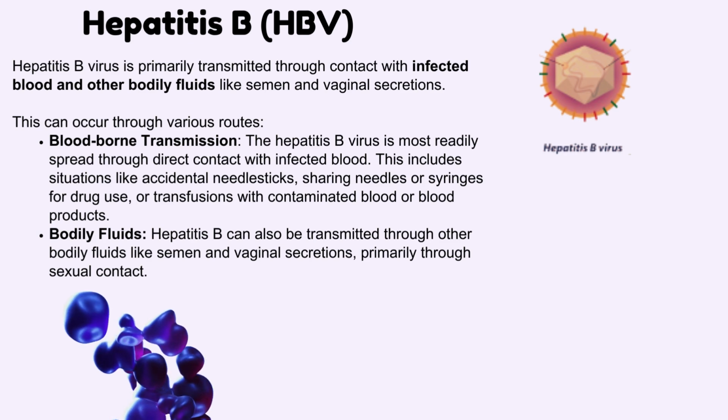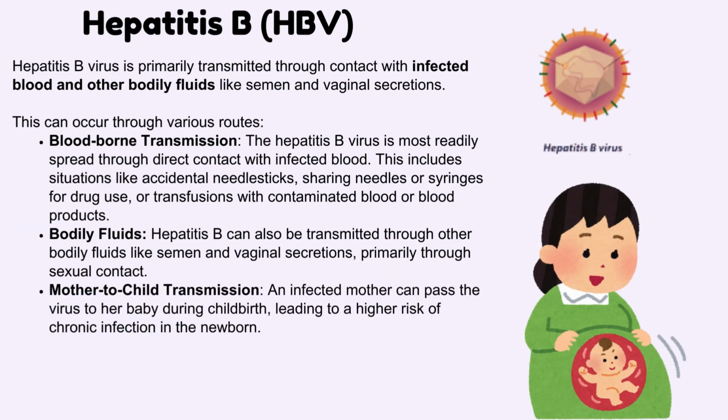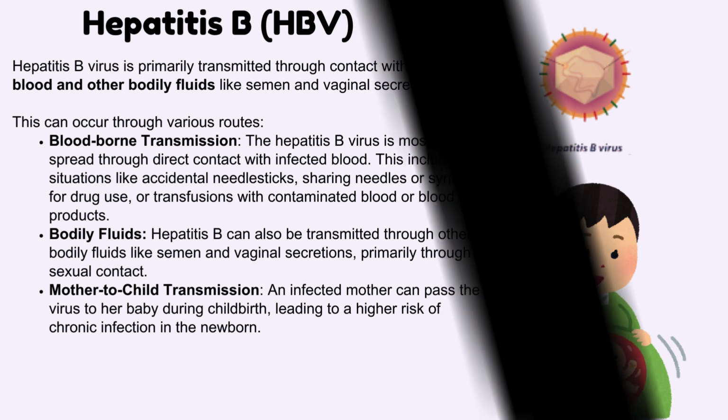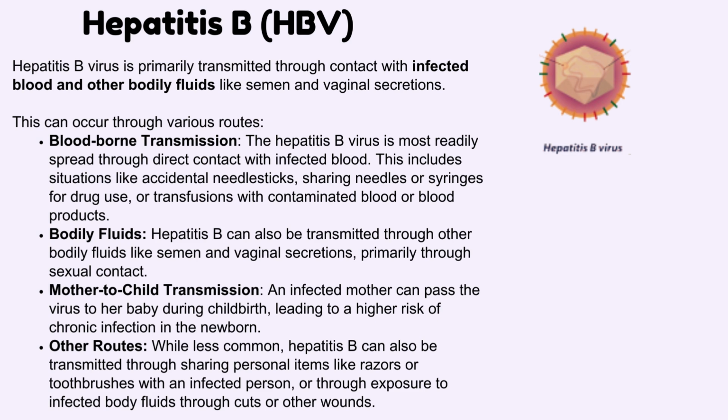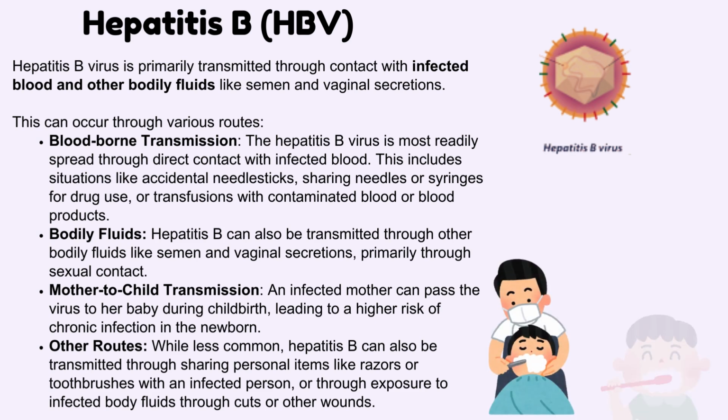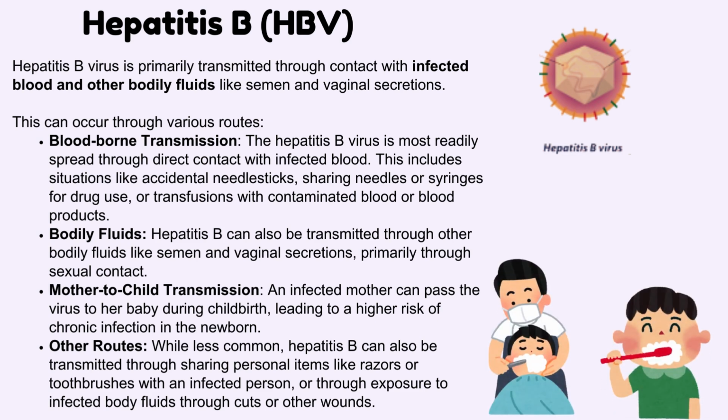Bodily fluids: hepatitis B can also be transmitted through other bodily fluids, like semen and vaginal secretions, primarily through sexual contact. Mother-to-child transmission: an infected mother can pass the virus to her baby during childbirth, leading to a higher risk of chronic infection in the newborn. Other routes: while less common, hepatitis B can also be transmitted through sharing personal items, like razors or toothbrushes, with an infected person or through exposure to infected body fluids through cuts or other wounds.